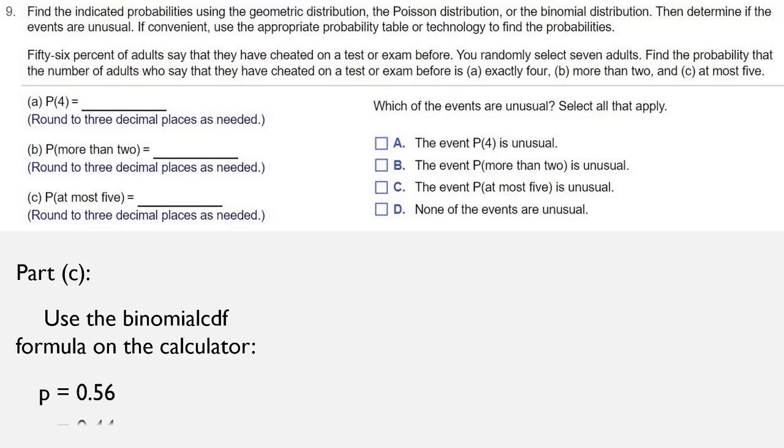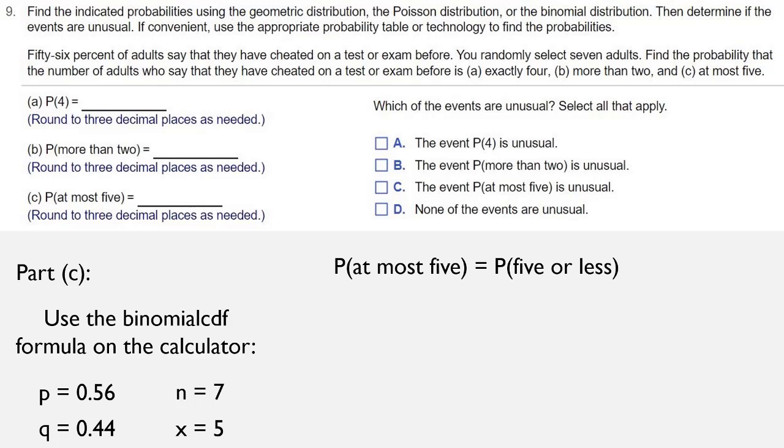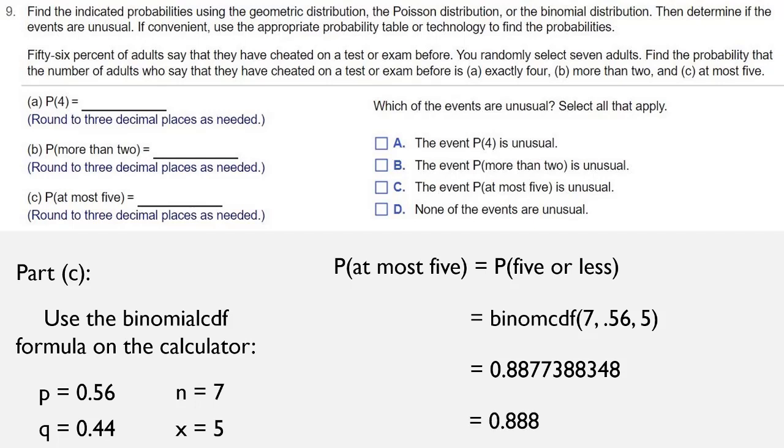So we still have the same values for P, Q, and N. Now the X value we're going to use is 5, because that's the last probability we want included in our sum. So the probability of at most 5 is the probability that X is 5 or less, which would be binomial CDF, 7, 0.56, 5. Plug that into your calculator, you get 0.88773888348, rounded to 3 decimals, is 0.888. And that's your answer to part C.